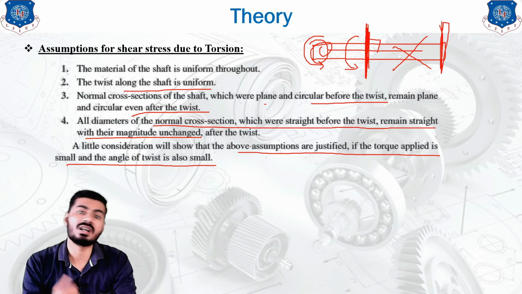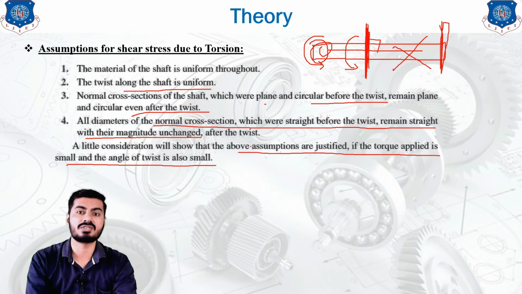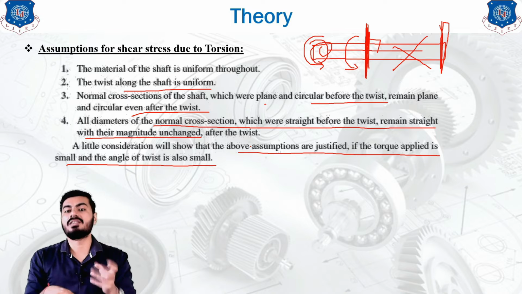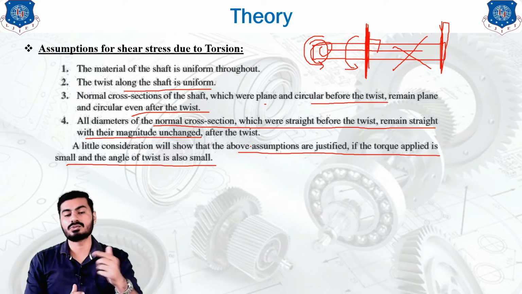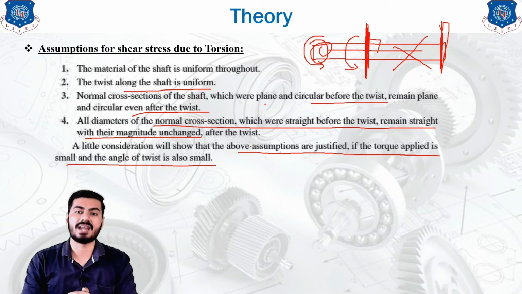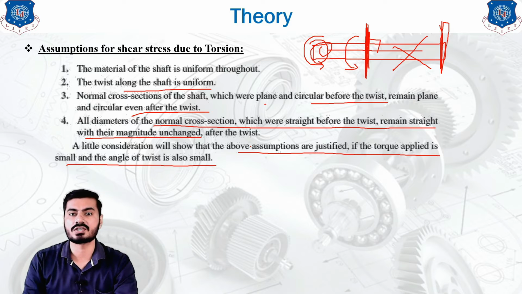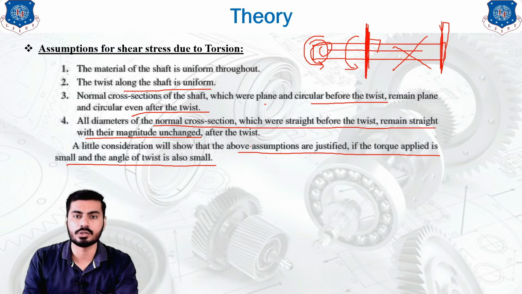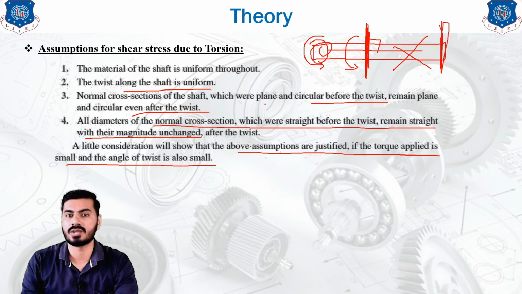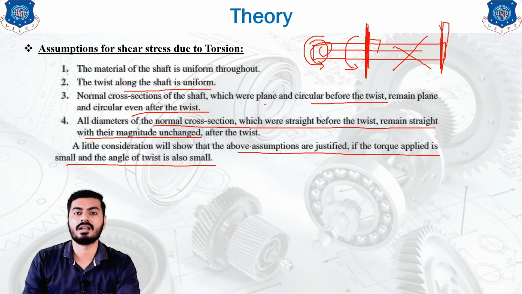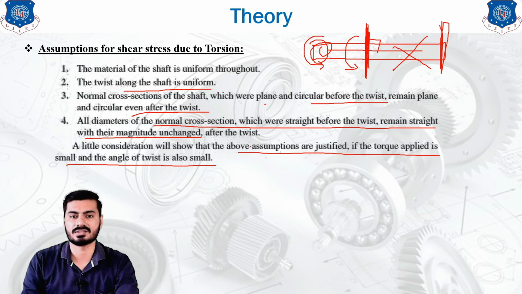But if you consider another material which can be distorted, which can be twisted with the minimum amount of torque, then those assumptions are not applicable in that condition. So you will need to understand that these are not universal assumptions. It depends on the condition in which you are going to design your shaft, and it depends on multiple parameters and variables, so you can understand that these are not universal assumptions.